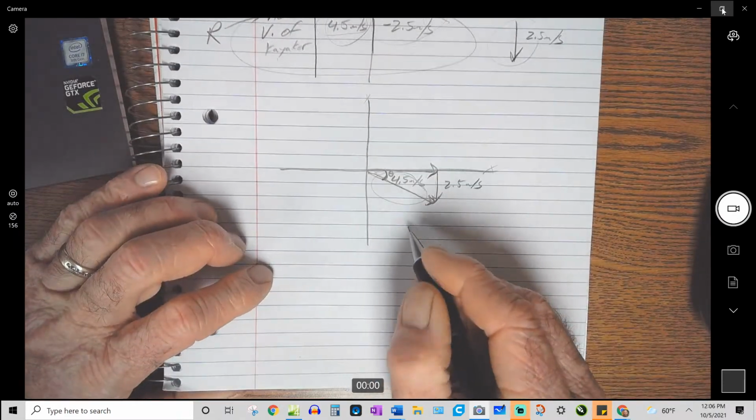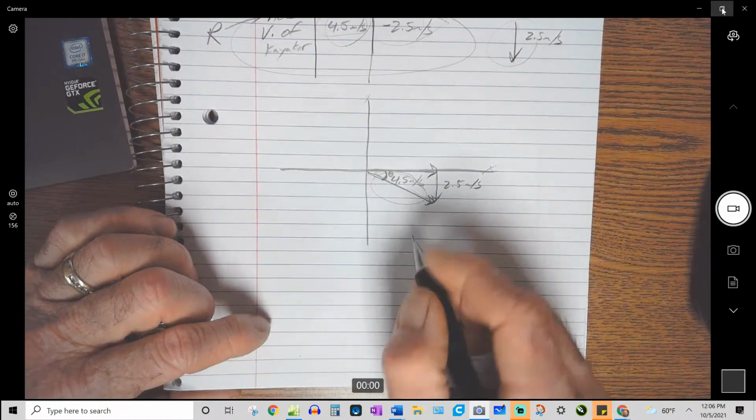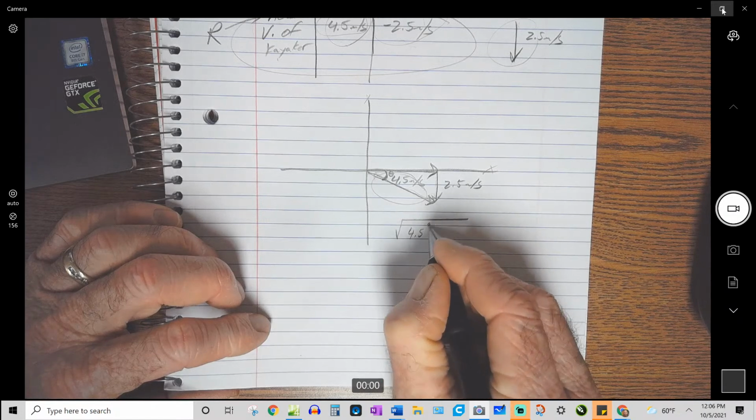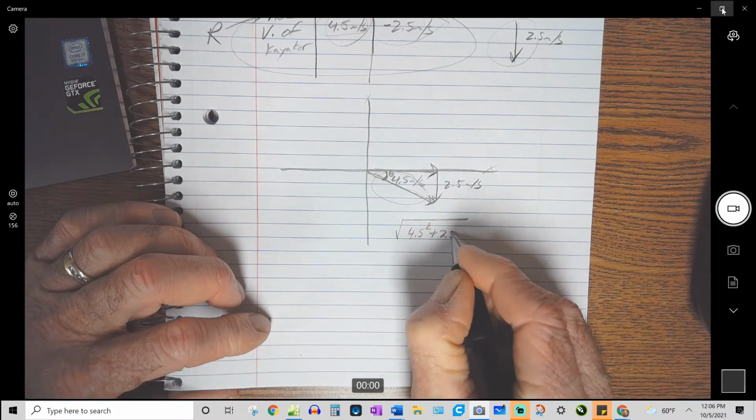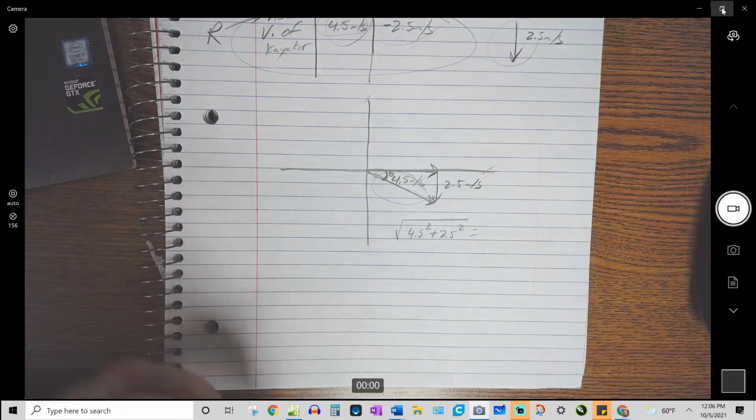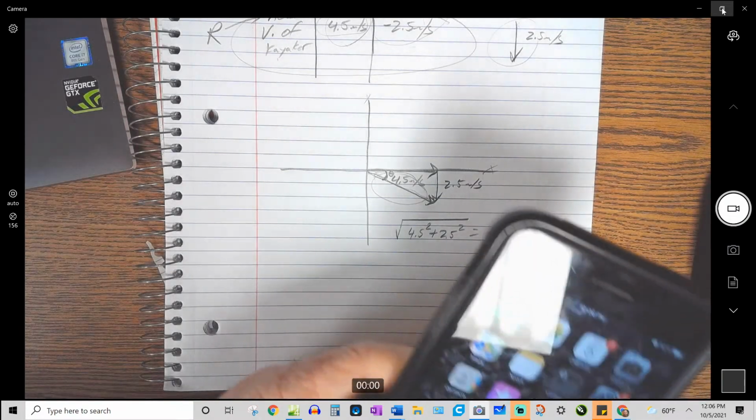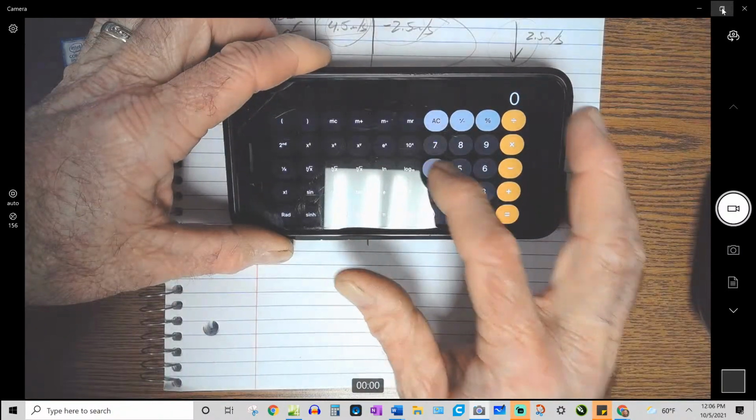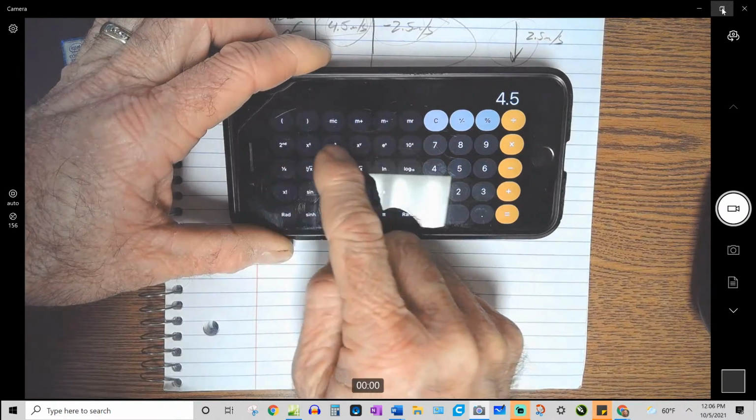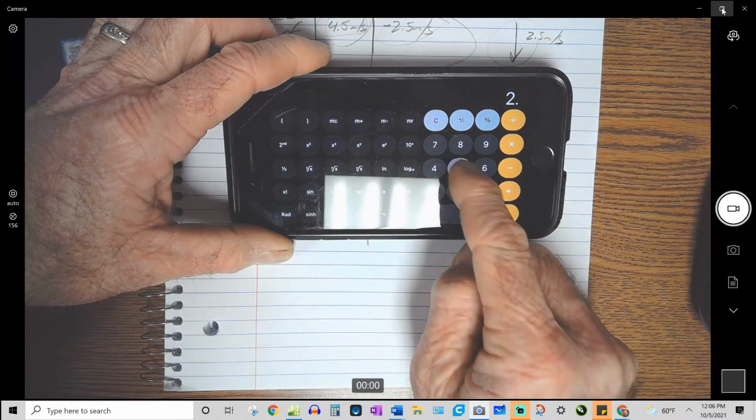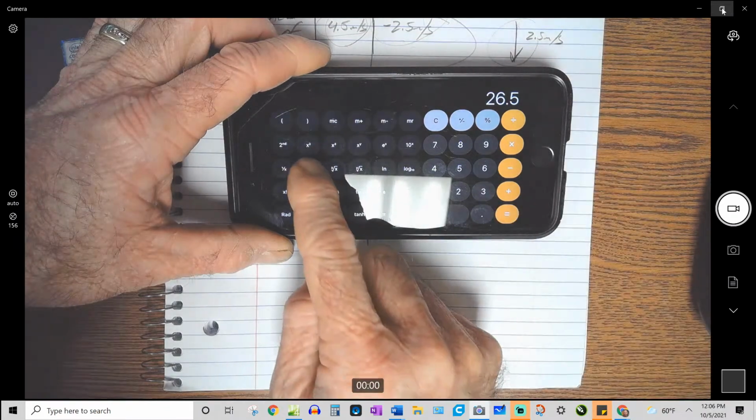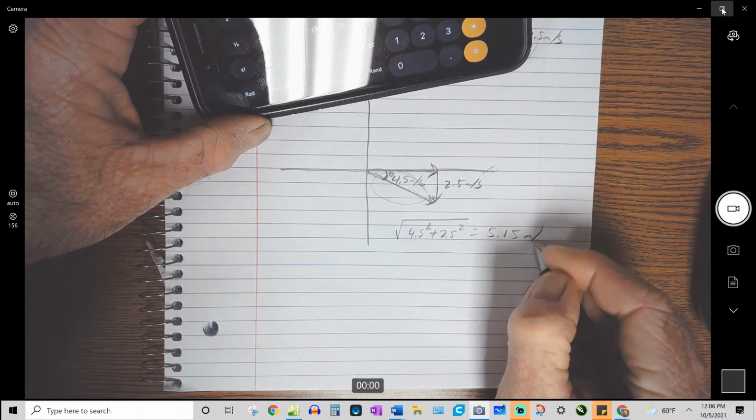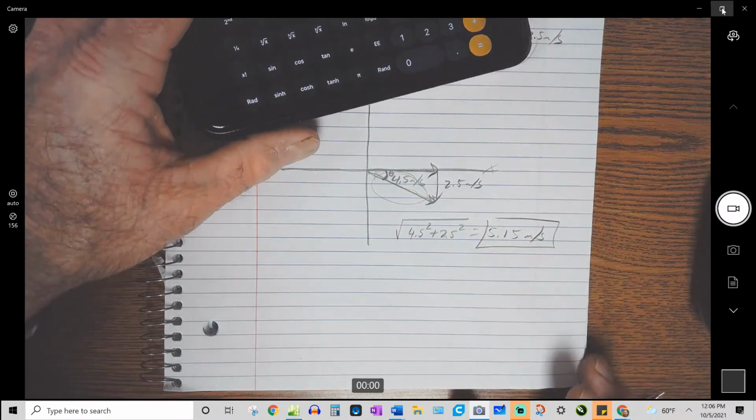So to get this, it's just the hypotenuse, which is going to be the square root of 4.5 squared plus 2.5 squared. Now I have to take the square root, 5.15-ish. So that is the speed.